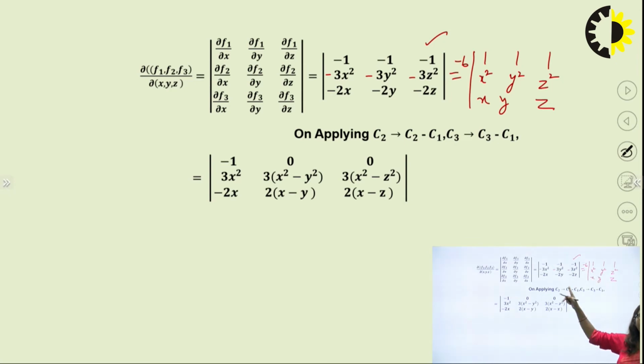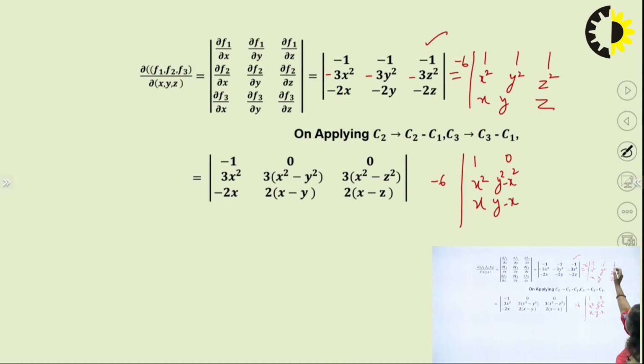For solving it, I apply the same transformation: C2 changing to C2 minus C1 and C3 changing to C3 minus C1. Minus 6 is outside common. C2 minus C1, the column 1 remains same. C2 minus C1 gives me 1 minus 1, 0, y square minus x square and y minus x. And C3 minus C1 gives me 1 minus 1, 0, z square minus x square and z minus x.